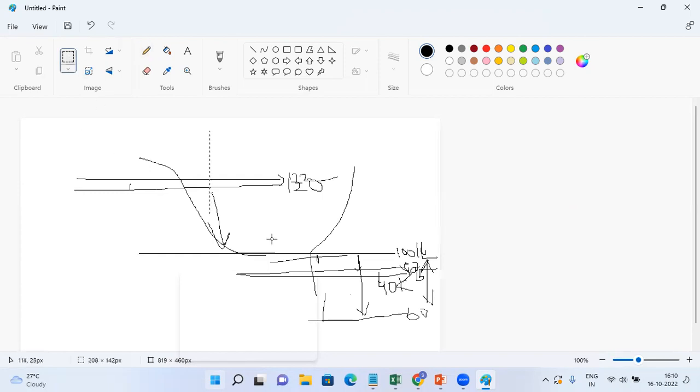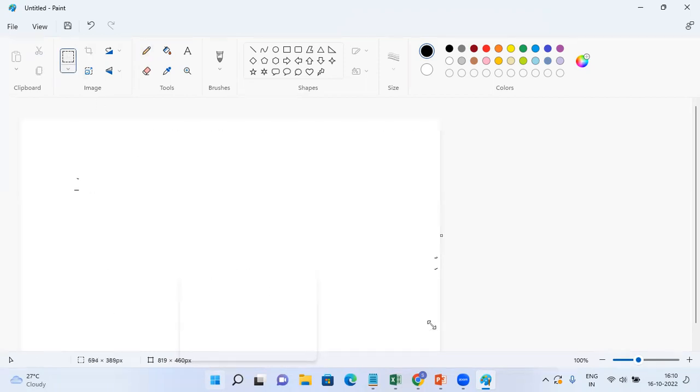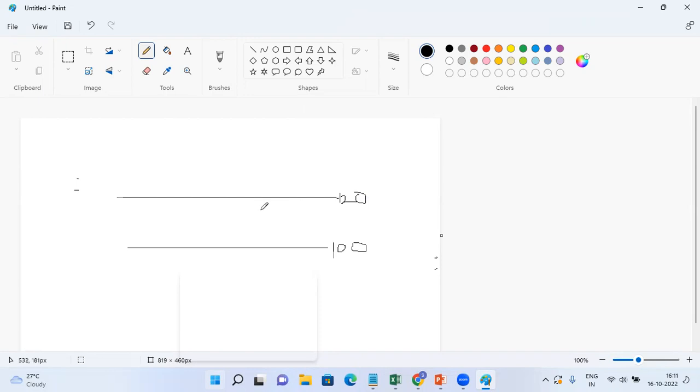Okay, now imagine one more scenario. I have a price of 100. I got my target price of 120, but the stock has breached it and it has gone up higher. What should you do?